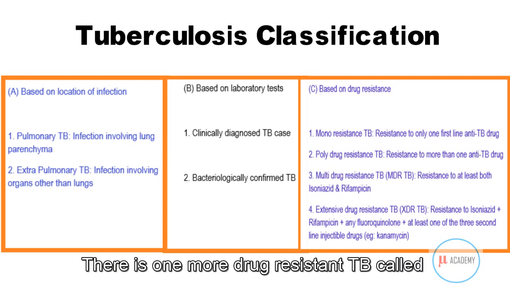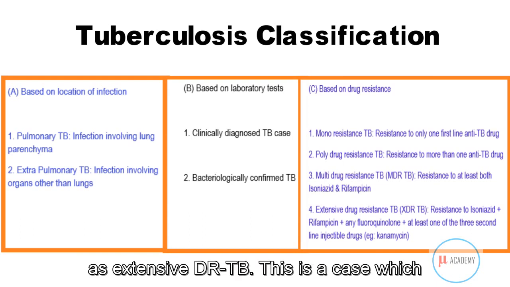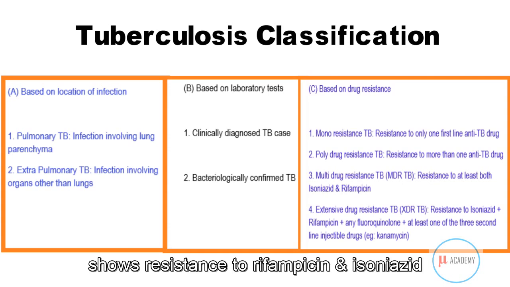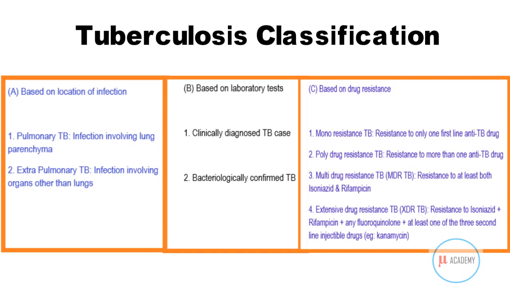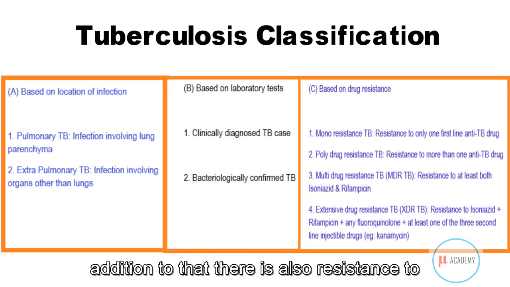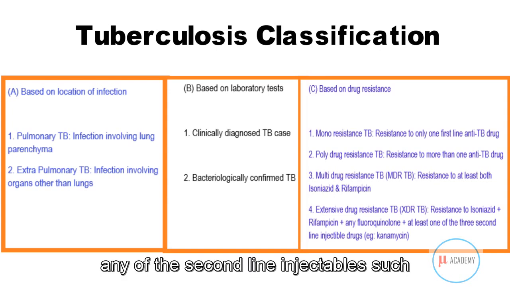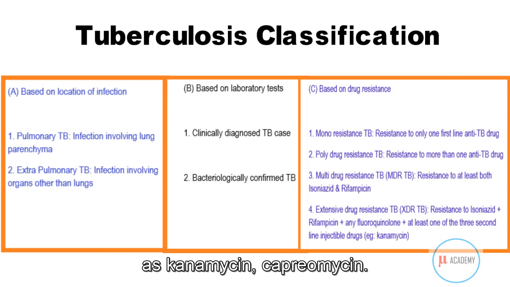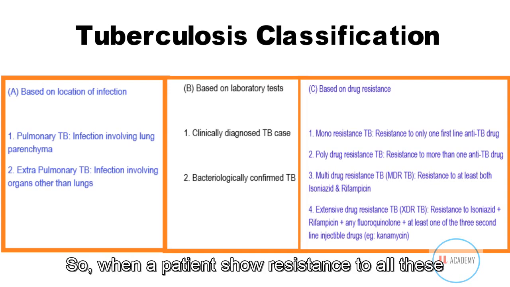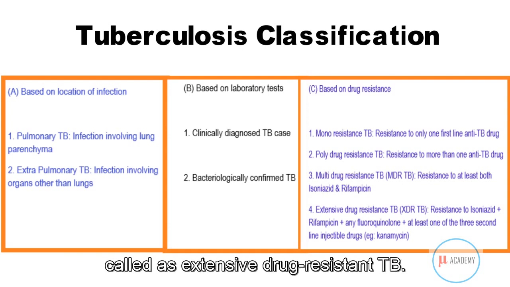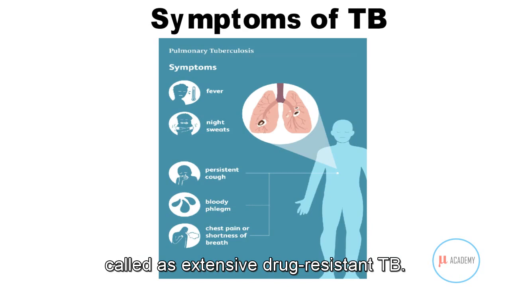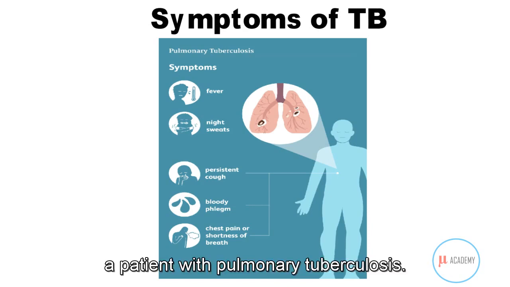There's one more drug resistant TB called extensively drug resistant TB. This is a case which shows resistance to rifampicin and isoniazid. Along with that, any of the fluoroquinolones such as ofloxacin or levofloxacin. In addition to that, there is also resistance to any of the second line injectables such as kanamycin, capreomycin. So, when a patient shows resistance to all these four classes of drugs, that patient will be called extensively drug resistant TB.